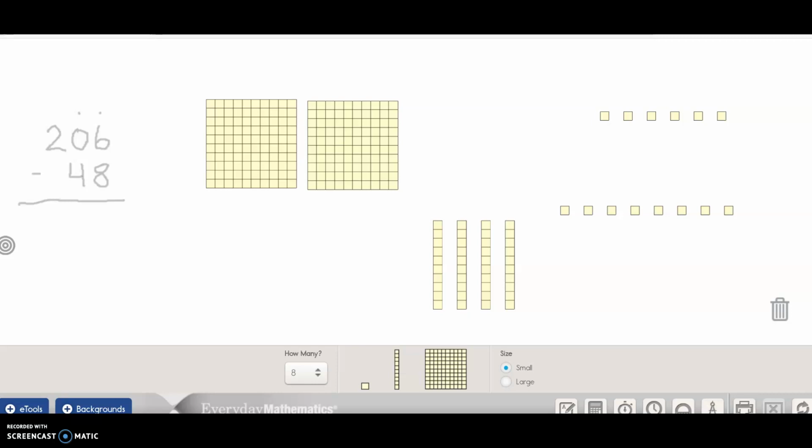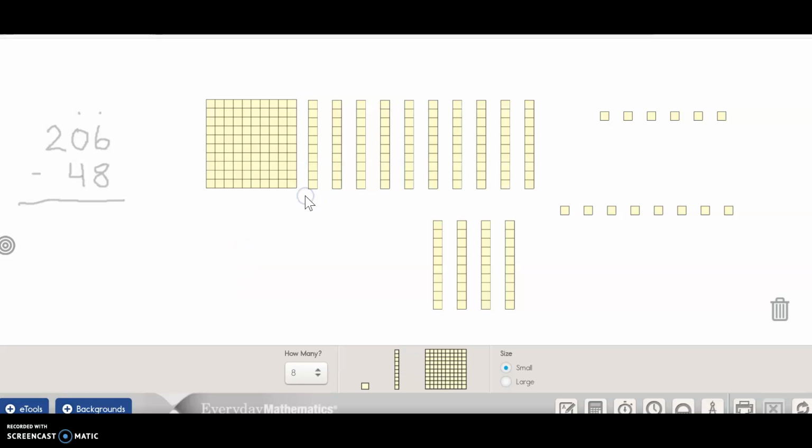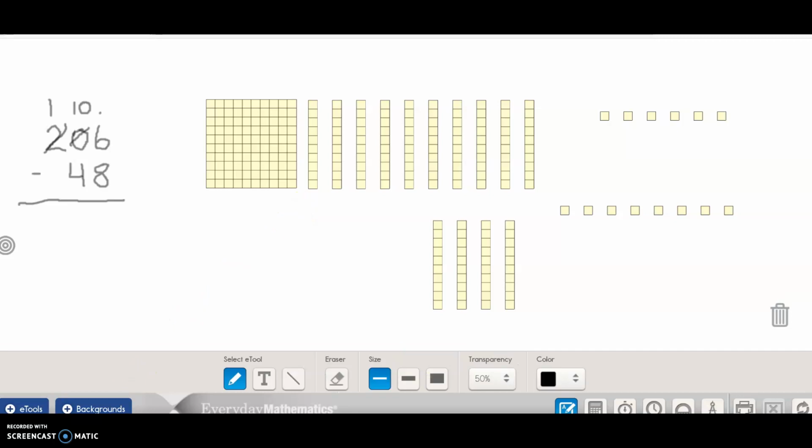I need more ones, but I don't have any tens next door, so let me fix my tens problem first. I'm going to the hundreds place to get more tens. I now have 1 hundred and 10 tens. Now I can go next door to the tens place and get more ones.